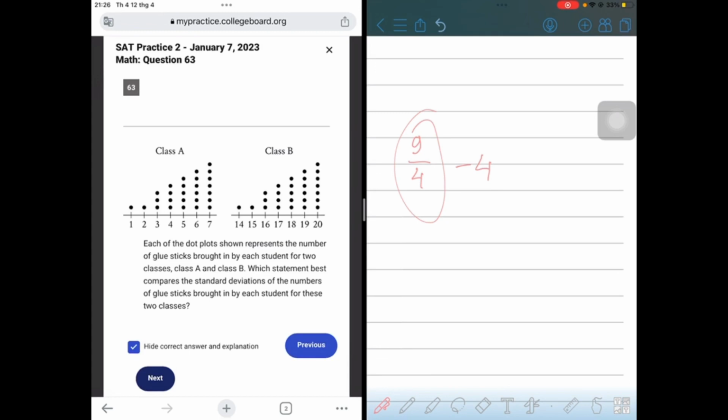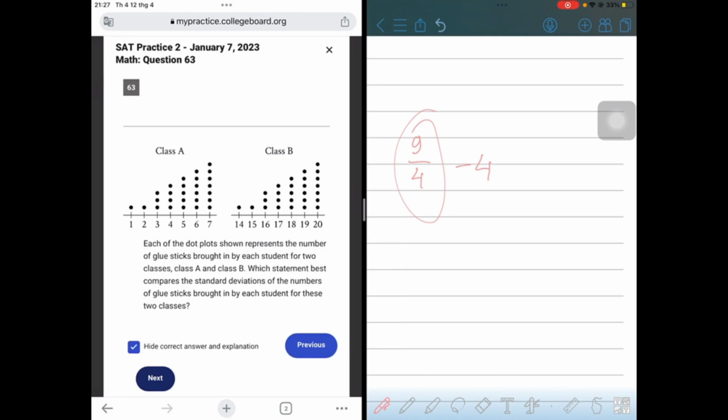Wow, standard deviation, this is kind of hard, because you know that in SAT math, the part about statistics, standard deviation, is more advanced than other parts. But now let's consider this question. They give us the figure of class A and class B, and then they ask us to compare the standard deviation of the numbers of the two classes.